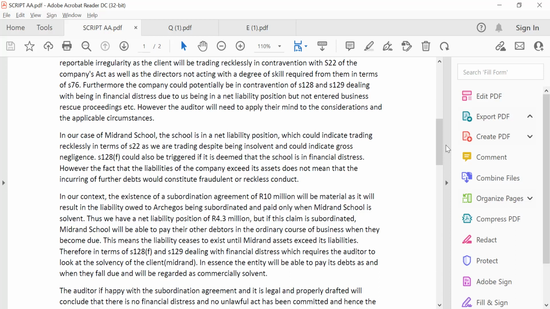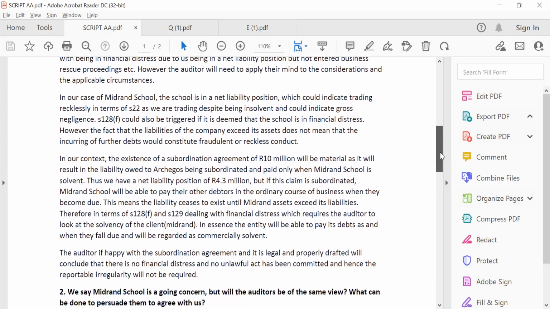So then they go again to say Section 128 would be triggered if it is deemed that the school is in financial distress. However, the fact that liabilities exceed assets does not automatically mean that a school is in financial distress. So again, good understanding of what the sections from the Companies Act require. Section 22 requires something more. Section 128 requires something more. Just because a school is in a net liability position doesn't automatically mean that they're breaching Section 22 and Section 128. So again, good understanding that the candidate is showing in terms of discussing an unlawful act.